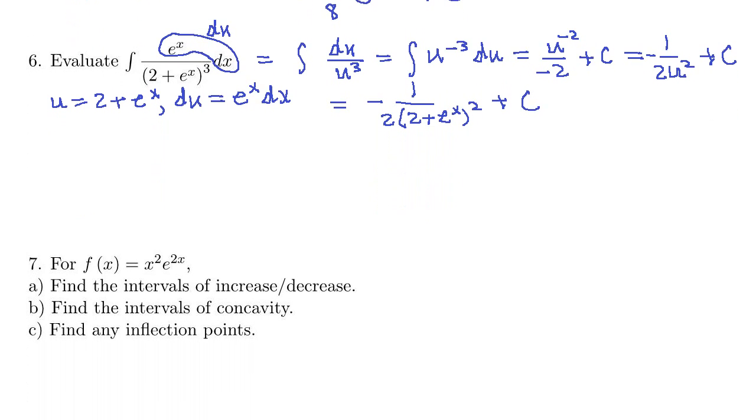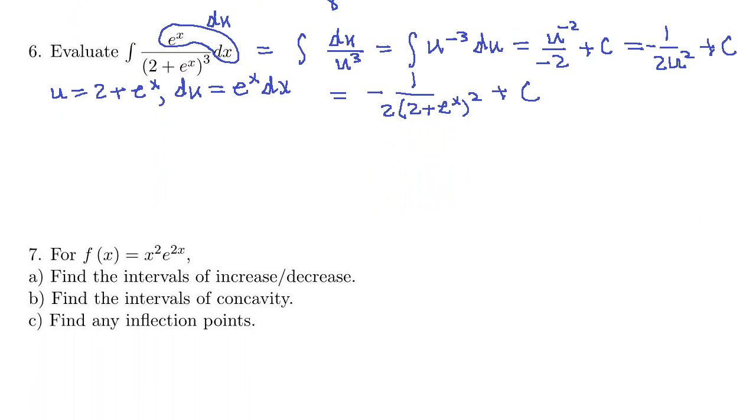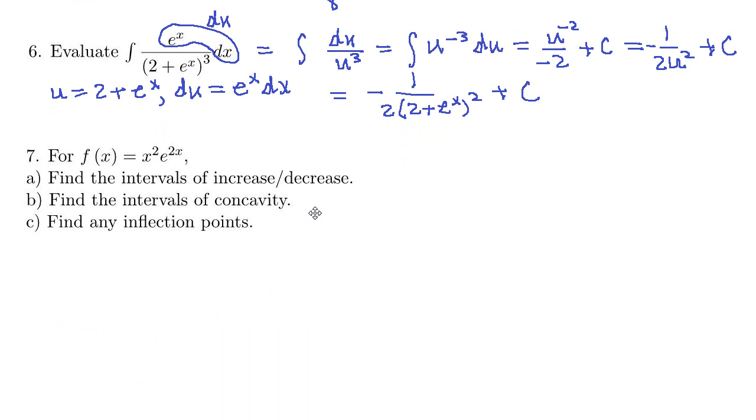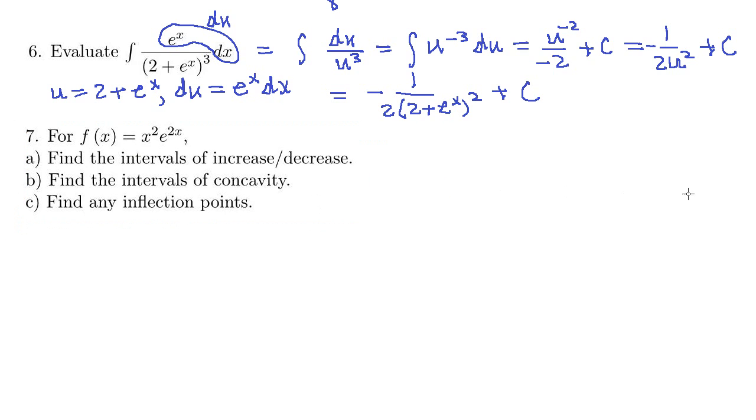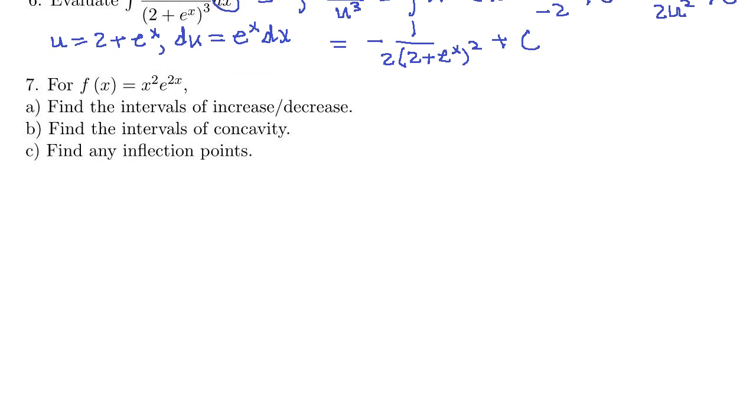And then this last example, a little bit of work here. We have a function, x squared e to the 2x. We're finding intervals of increase and decrease. So remember, when you're finding intervals of increase and decrease, you find your first derivative and then you do a sign test on it.